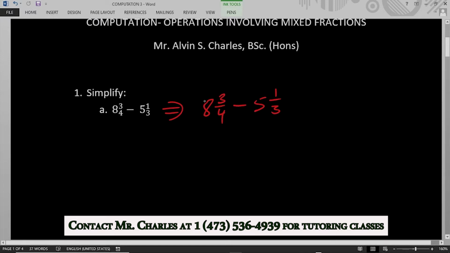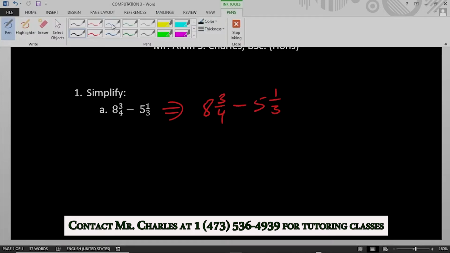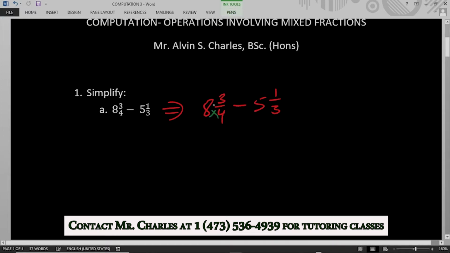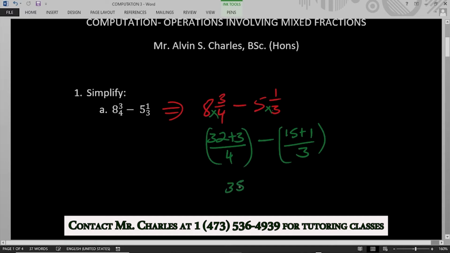4 times 8 is 32, and 32 plus 3, we put that over 4, minus 3 times 5 is 15, and 15 plus 1, we put that over 3. Now 32 plus 3 is 35 over 4, minus 15 plus 1 is 16 over 3. So we have 35 over 4 minus 16 over 3.